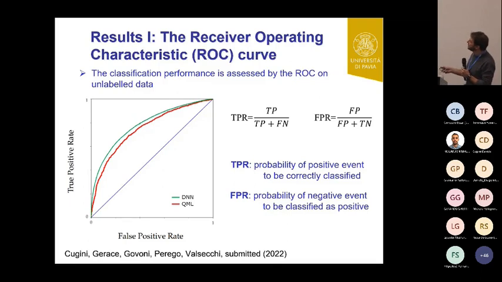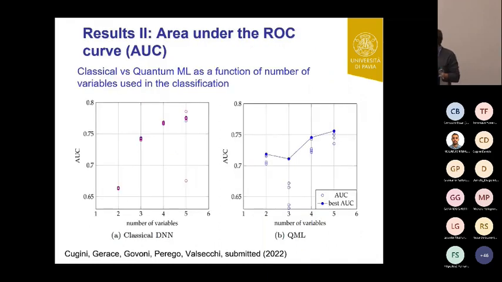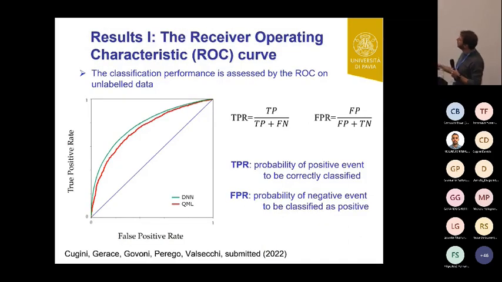And ideally, this graph should have a behavior that goes to an area below this curve that is 1. So the behavior of this straight line is the flipping coin behavior, 50%, completely random. If this curve goes up to an area which is about 1, it means that you are correctly classifying 100% or towards 100% of your unlabeled data, which is the good figure of merit for this classification. Those were the two best curves obtained with the classical, the green one, deep neural network, and with the quantum neural network approach. And you see that they are comparable.